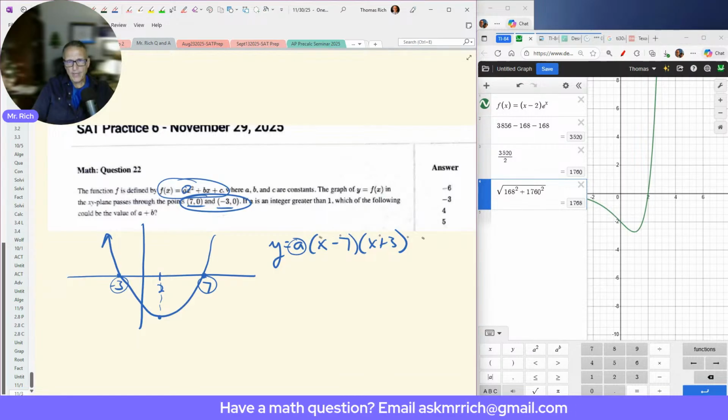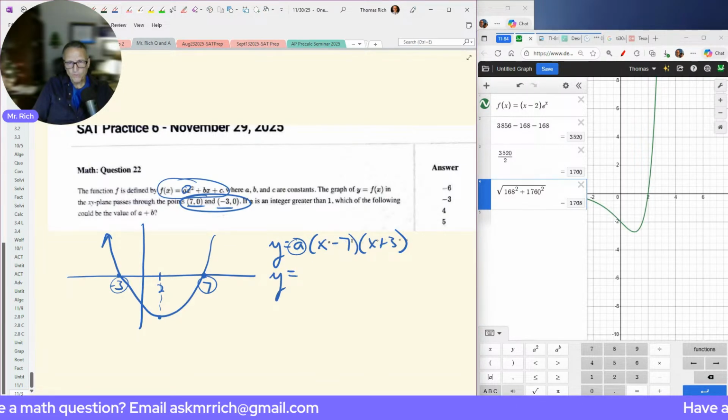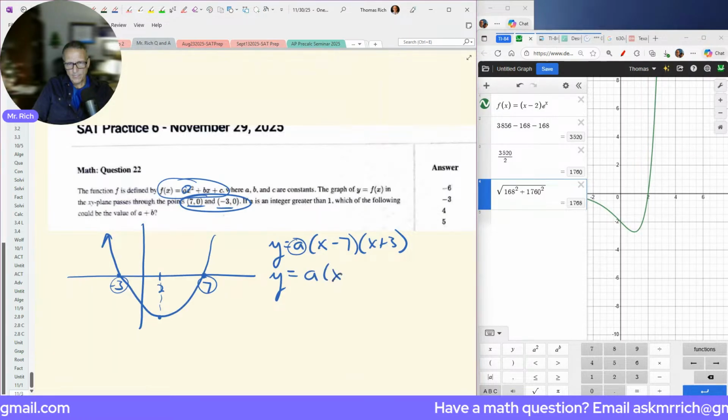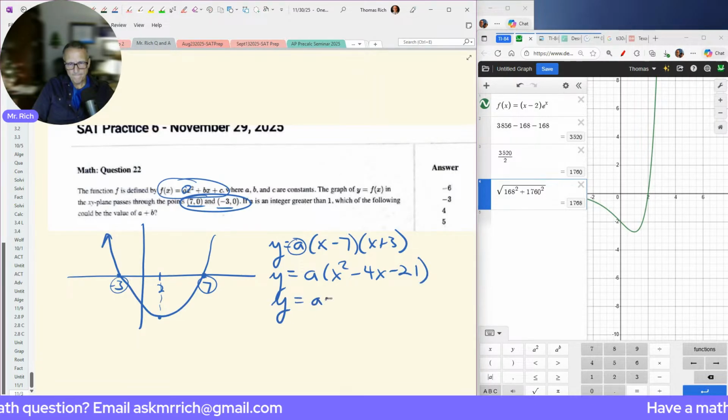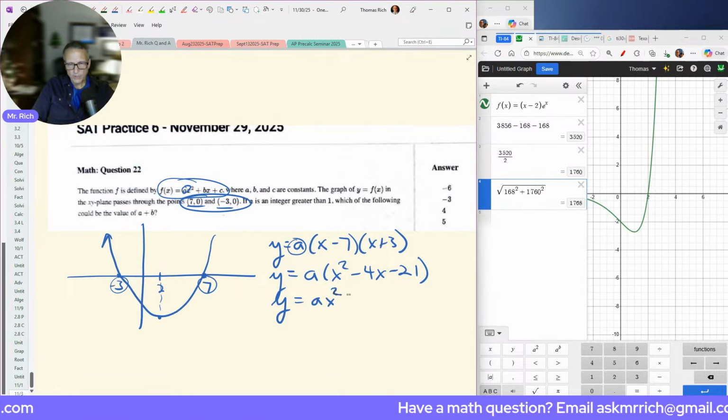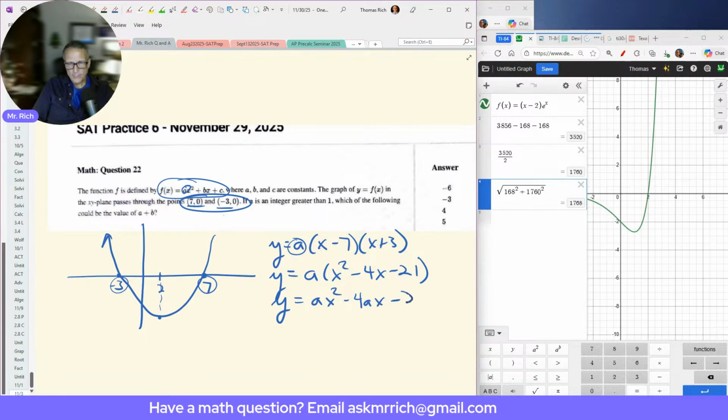So what I'm going to do now is multiply x minus 7 times x plus 3 and get x squared minus 4x minus 21, and then distribute the a. And so that would be ax squared minus 4ax minus 21a.